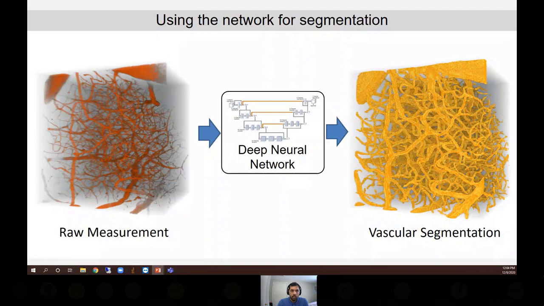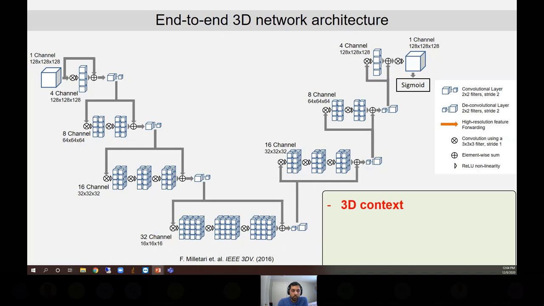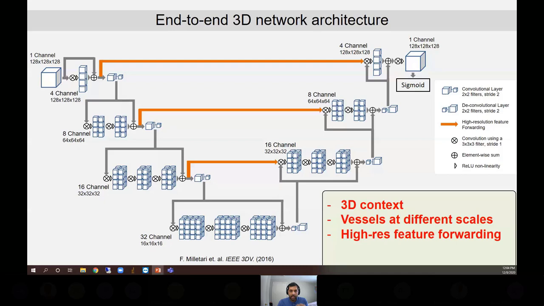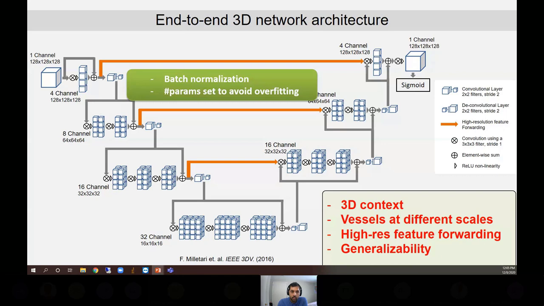Here is a look into the deep neural network that we use. Our deep neural network is end-to-end 3D, which means that the input is 3D, the convolutional operations are all 3D, and the output is a 3D volume. This is as opposed to some methods which perform the segmentation slice by slice, and this we found to be very important for high throughput. We have an encoder-decoder architecture, which helps to learn vascular features at different size scales. We add skip connections so that we are able to preserve the high resolution features as the features decrease in size going forward into the deep neural network. We add batch normalization, which we found to help the generalizability and fast convergence of the deep neural network.